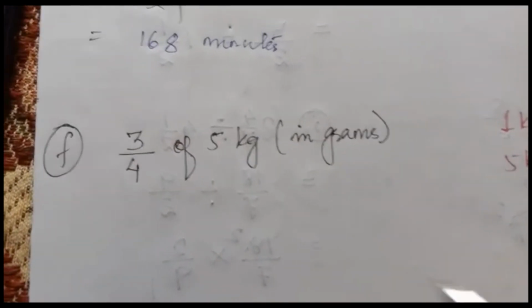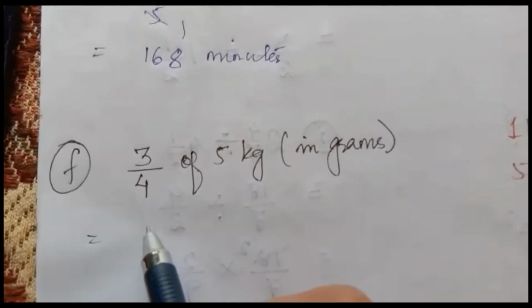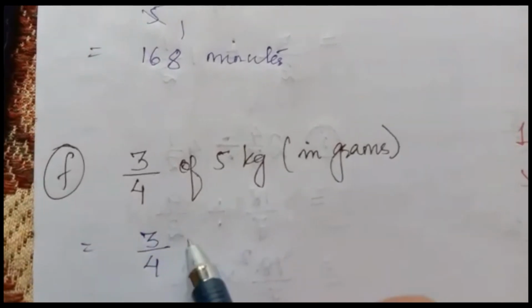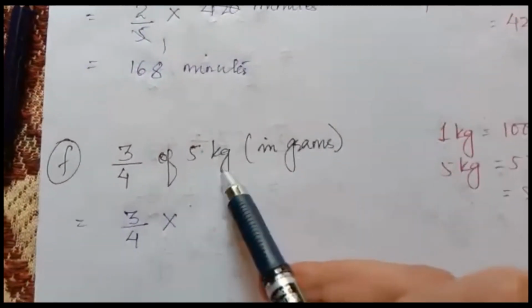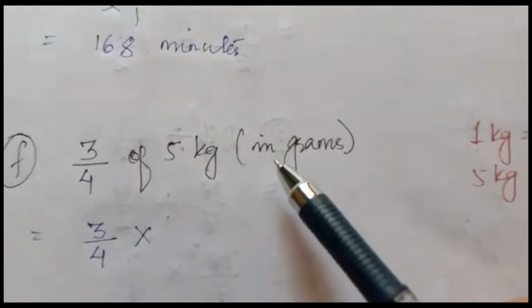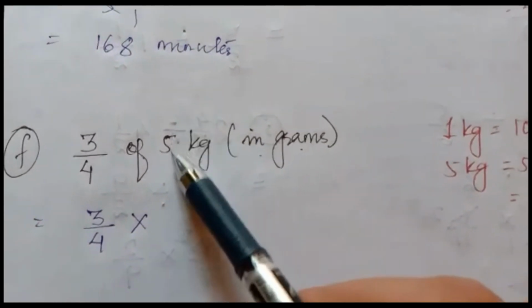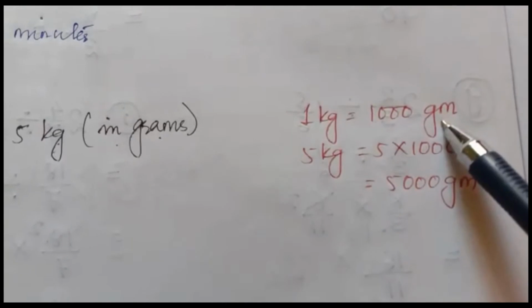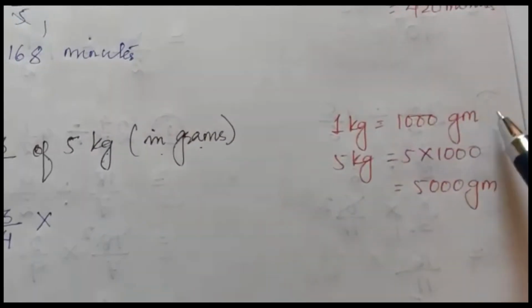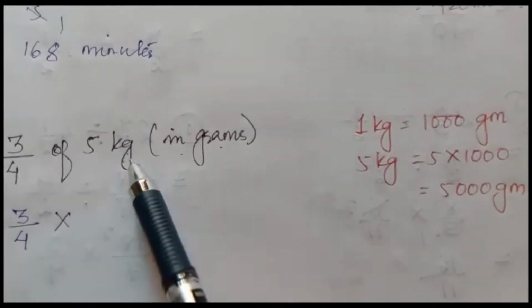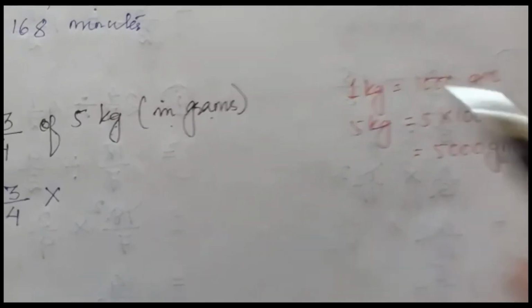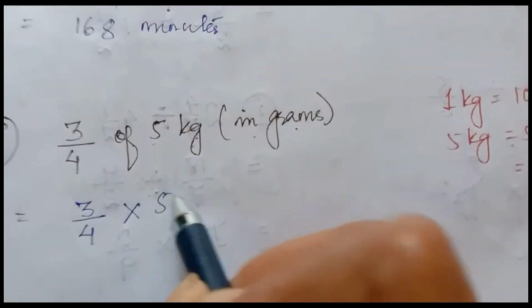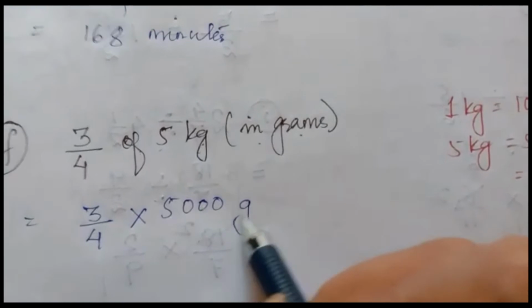Now next is question number F. 3/4 of, means multiplication, 5 kg, but your answer must be in gram. So we will convert this kg into gram. So you know 1 kg is 1000 gram. So in 1 kg, if there are 1000 gram, then in 5 kg we have 5000 gram. So in place of 5 kg you write 5000 gram.